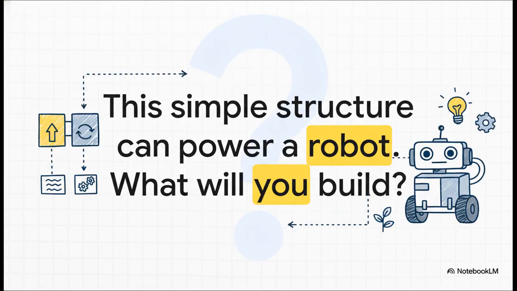So think about it. We've gone from a completely blank file with just an empty void setup and void loop all the way to a functioning robot. This simple two-part structure is powerful enough to read sensors, make decisions, and control the physical world around it. The only question left is, what are you going to build with it?